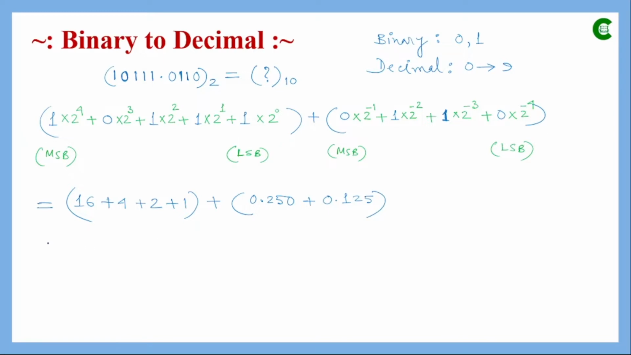So if we further simplify, it will be 20 plus 3, which is 23, and from the fractional part it will be 0.375. So finally it will be 23.375, and that is the equivalent number in decimal number system.